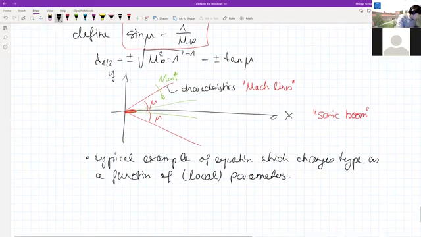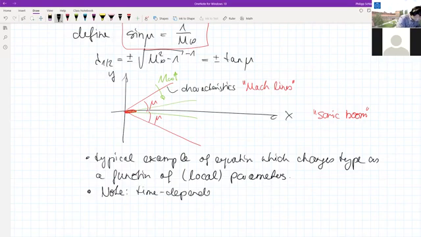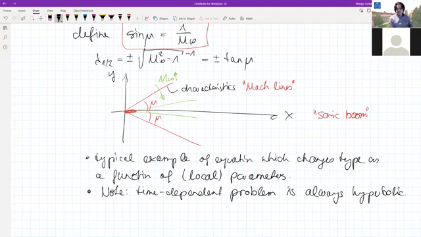Yeah, maybe one additional note I can make: this was a steady problem, but if we were looking at the time-dependent problem, the corresponding time-dependent problem is always hyperbolic. So it also depends on whether we look at a steady or a hyperbolic problem.